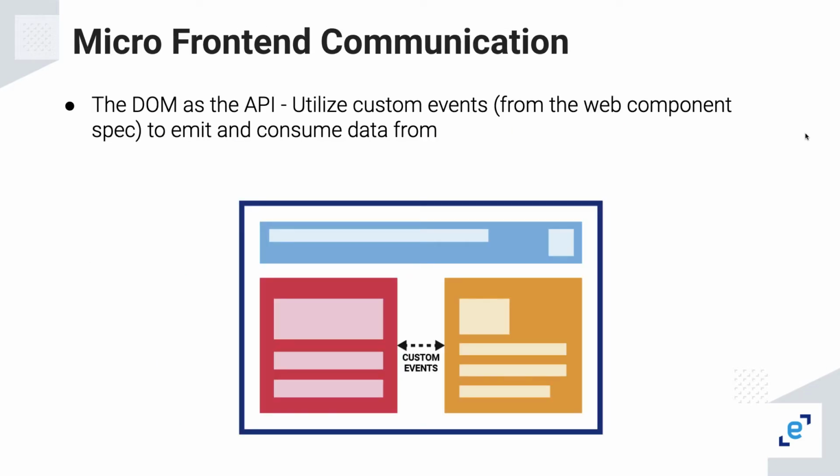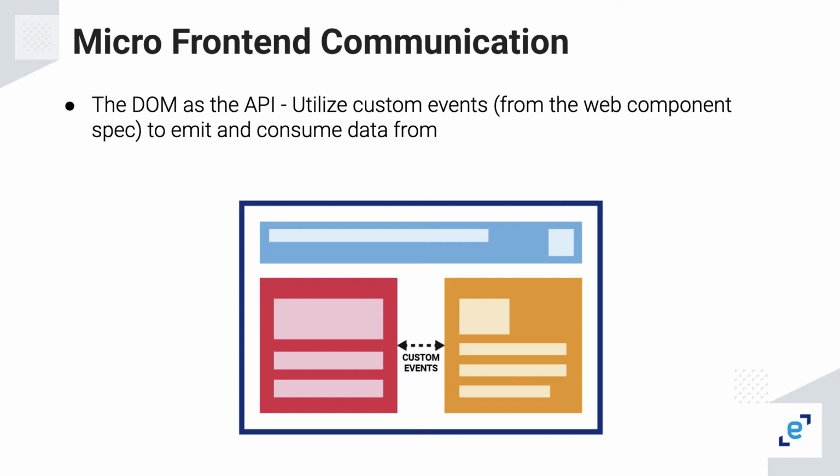Another common question with micro-frontends is how they can communicate with one another, how you can provide a seamless user experience from a data perspective when you're building modular or independent pieces of functionality on the front end. We recommend using custom events from the web component spec to emit and consume data in micro-frontends. There are other approaches like using Redux stores if you're building a React application, or using query parameters to pass data between micro-frontends. But if you use custom events, you have the ability to treat the DOM as an API and emit and share data between your micro-frontends.